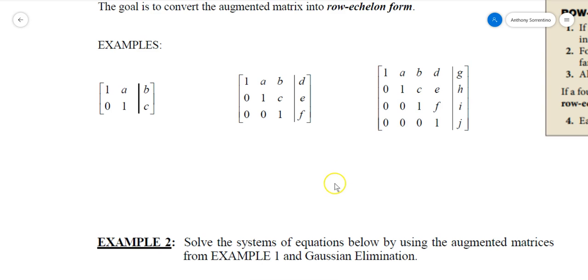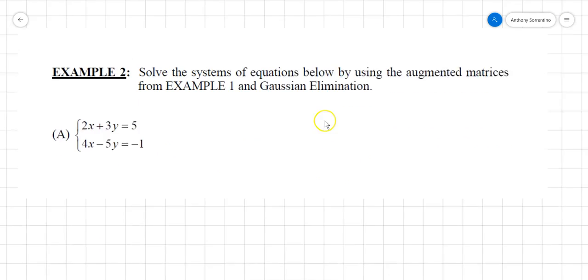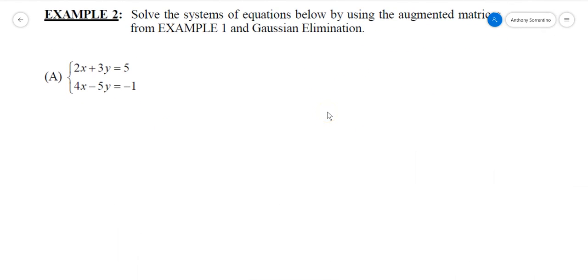So let's have a look with this system of equations. I'll demonstrate it on this one and have you try it on B. We've already done the augmented matrix for this, so I'm just going to rewrite the augmented matrix at this point. 2, 4, 3, -5, 5, -1.